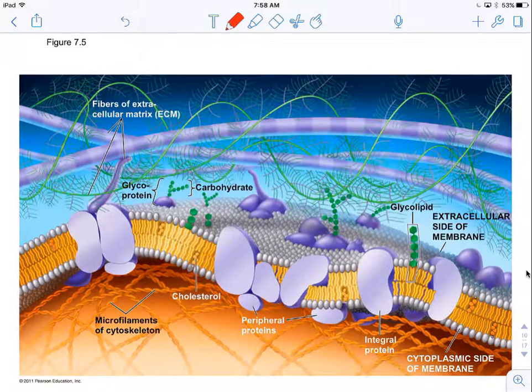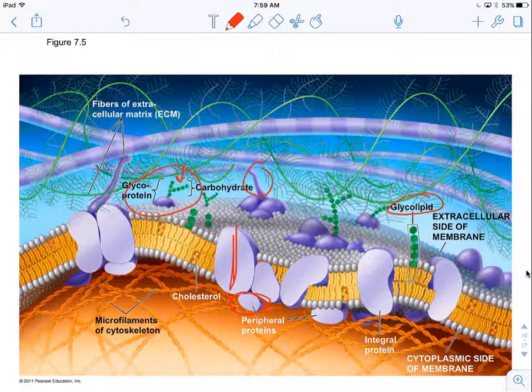Okay, there are lots and lots of things associated with the membrane, present in the membrane. There's glycolipids, which are lipids attached to carbohydrate. There's glycoproteins, which are carbohydrates attached to protein. Okay, there are proteins that span the membrane. There are proteins that are either on one side or the other of the membrane.